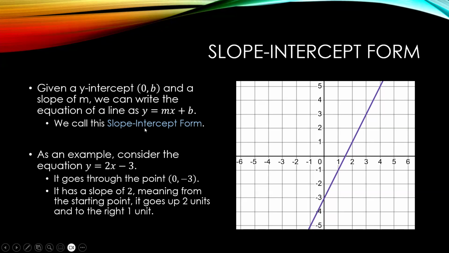As an example, consider the equation y equals 2x minus 3. Well, we can start down 3 because the intercept is at 0, negative 3, and it has a slope of 2, which means as we go 1 over, we're going 2 up. A rise of 2 as we run over 1. And so we can graph things fairly quickly using these formats.